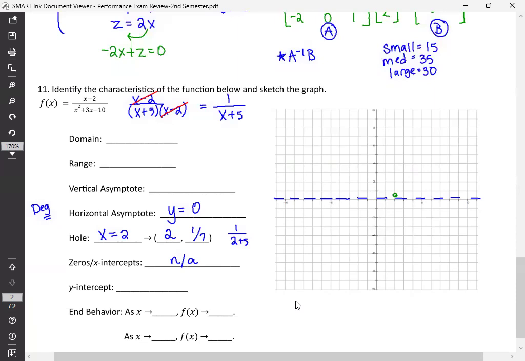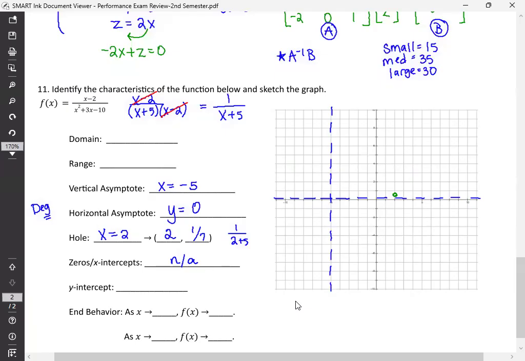Right, now your vertical asymptote is going to be the factor on the bottom that you didn't cross out. So my vertical asymptote comes from x plus 5, but it will be x equals -5. Vertical asymptotes and horizontal asymptotes are dashed lines that I would expect to see on your paper.